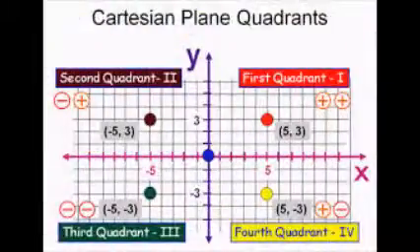Now, an important part of algebra is the Cartesian plane concept, named after the French philosopher René Descartes. And as you can see, it's divided into 4 different quadrants. You have quadrant 1, which is entirely positive. You have quadrant 2, which is negative along the x-axis and positive along the y-axis. You have quadrant 3, which is completely negative. And then you have the 4th quadrant, which is positive along the x-axis and negative along the y-axis.